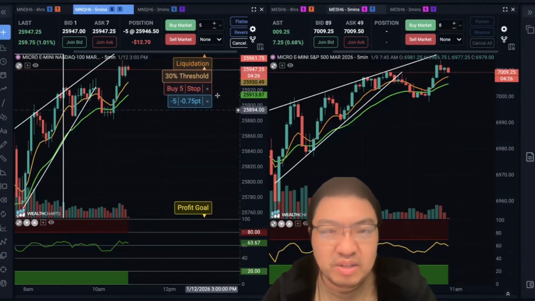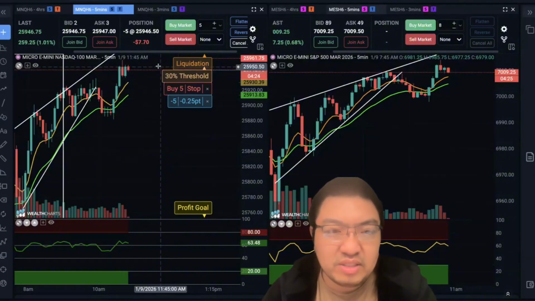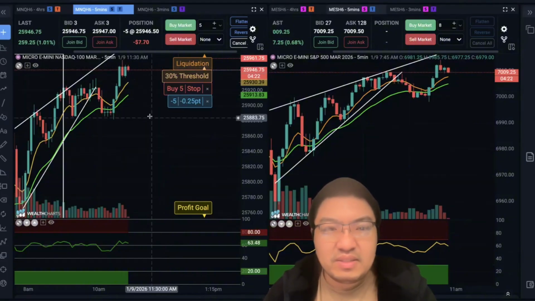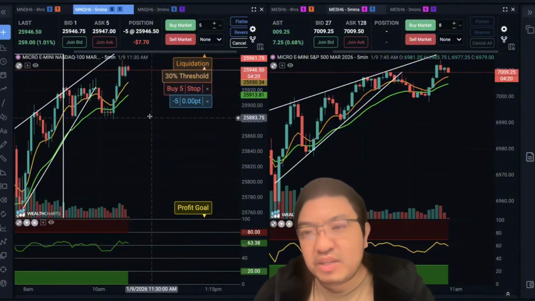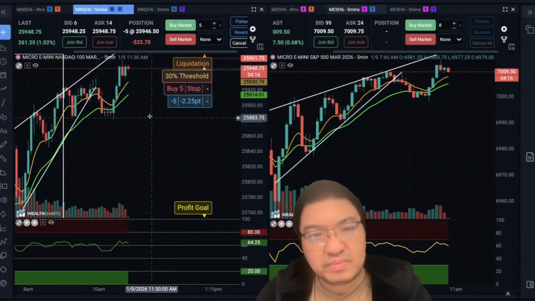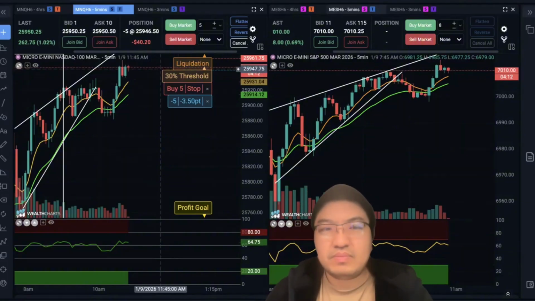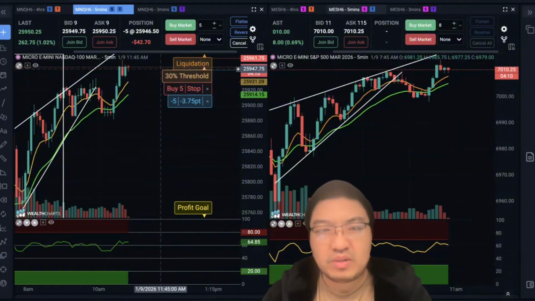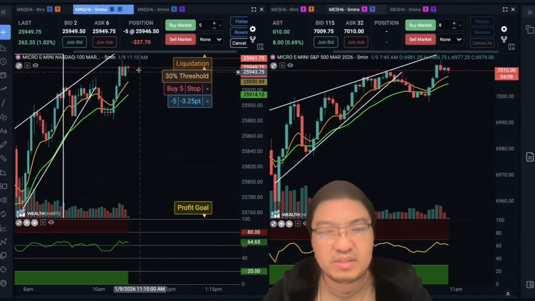Damn, I should be more conservative and set the limit order somewhere here. But yes, already engulfing. Oh, it's a retest. Not even 0.6.